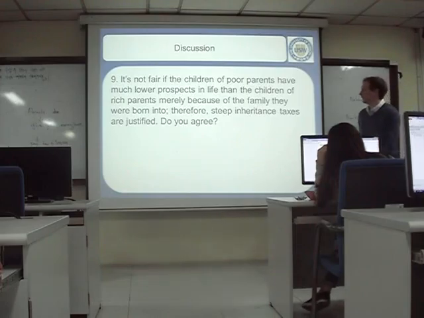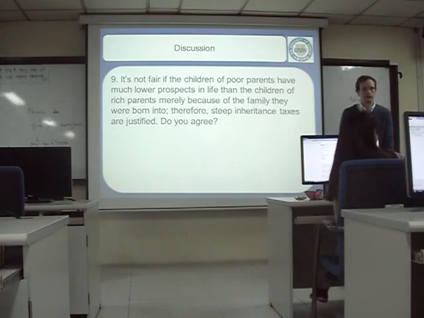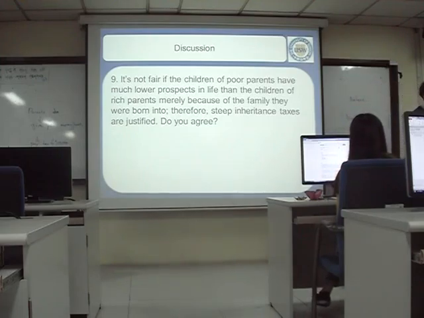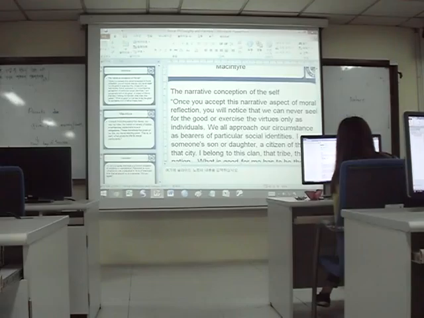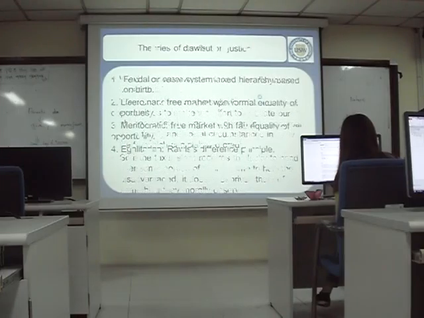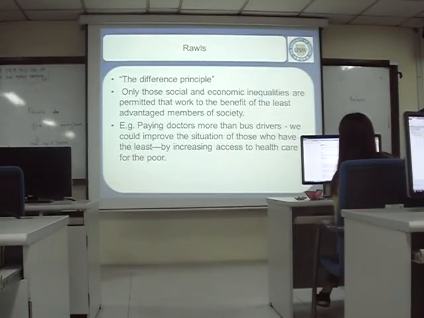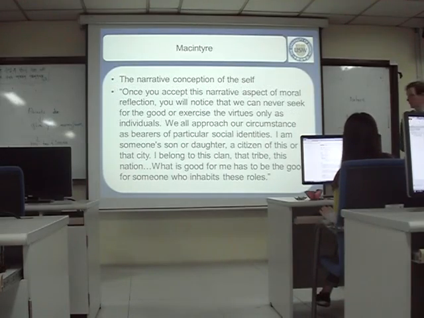Okay, so let's have a show of hands. Who thinks inheritance tax is justified? Inheritance tax is okay. Who thinks inheritance tax is not justified? You should have no tax on the inheritance. Okay. So Rawls would think, yes, it's justified, because we should try to make a more equal society. So next philosopher is MacIntyre. So do you have any question about Rawls and Rawls' ideas? No? So far we've looked at Aristotle, we've looked at Kant, we've looked at Rawls. Okay. Ideas on philosophy. So let's look at MacIntyre.